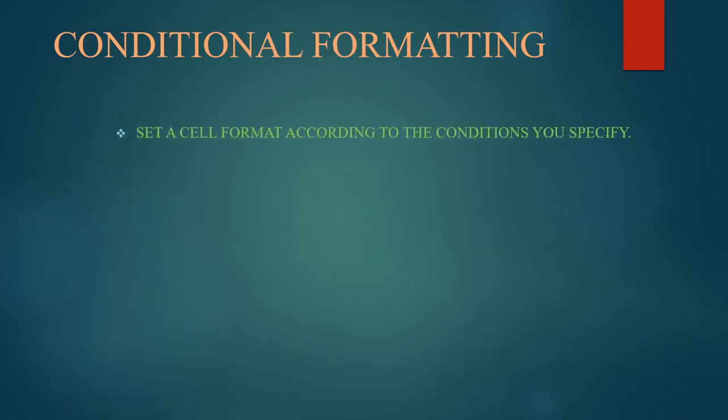Here, the conditional formatting feature allows you to set the cell's format according to the condition you specify. For example, using conditional formatting, you can display numbers in a particular color depending on whether they are greater than, equal to, or less than a certain value. The conditional formatting command is available in the Styles group.